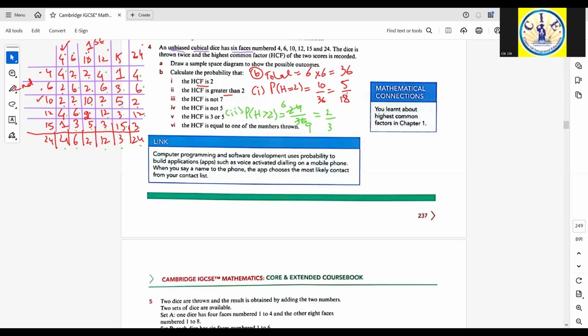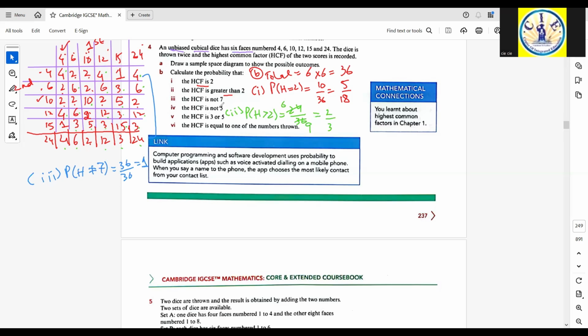Okay, then it is part number 3. The HCF is not 7. From this whole table, all the numbers are not 7. So the probability that HCF is not equal to 7 is actually 36 out of 36 times, which is 1. So this is a certain event.